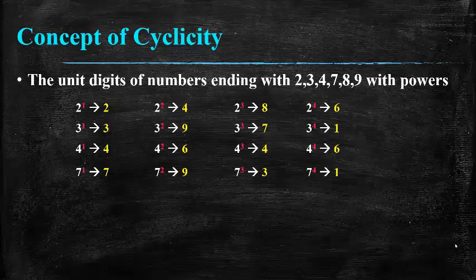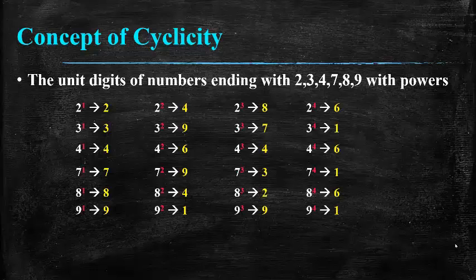Similarly, for 8 power 1 the unit digit value will be 8, for 8 square the unit digit value will be 4, for 8 cube the unit digit value will be 2, and for 8 power 4 the unit digit value will be 6. And for 9 power 1 the unit digit value will be 9, for 9 square the unit digit value will be 1, for 9 cube the unit digit value will be 9, and for 9 power 4 the unit digit value is 1.